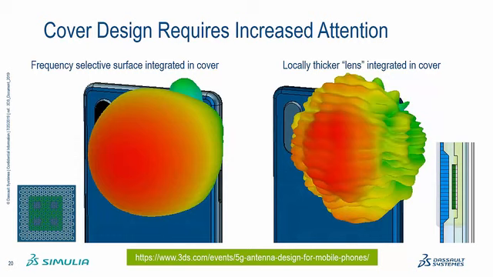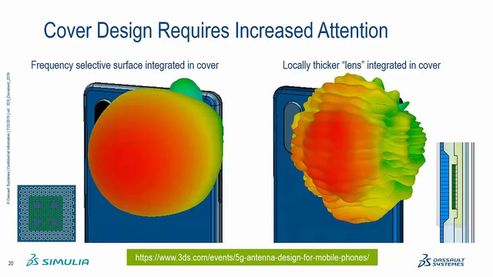But effectively, by including a window, either a specifically engineered window like the frequency selective surface at the left, or by increasing the thickness of the cover locally to make it easier for energy to pass through the cover. So essentially borrowing radome design techniques from the aerospace industry, we can improve the performance of the antenna greatly. And it's much better than having a simple glass cover.